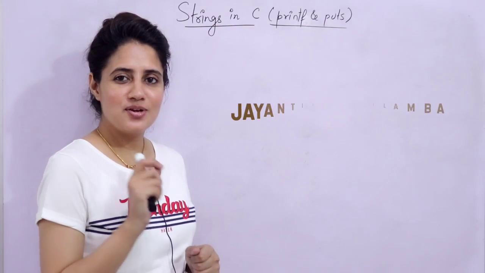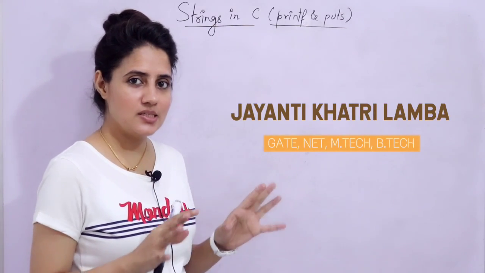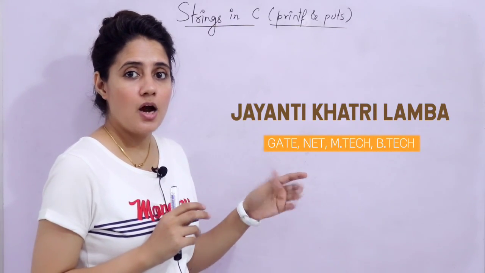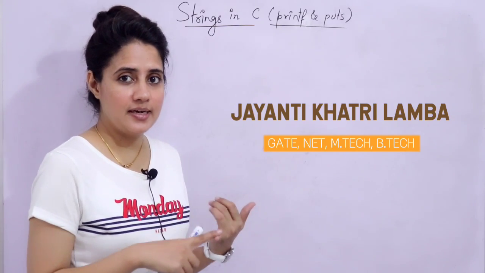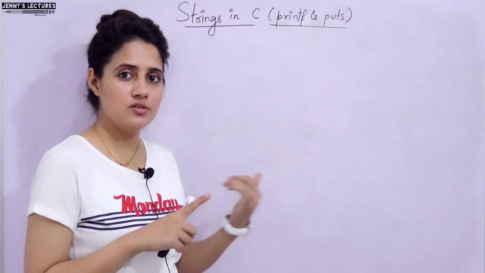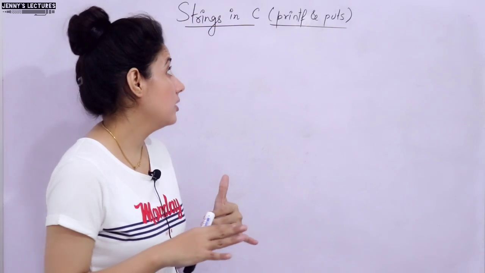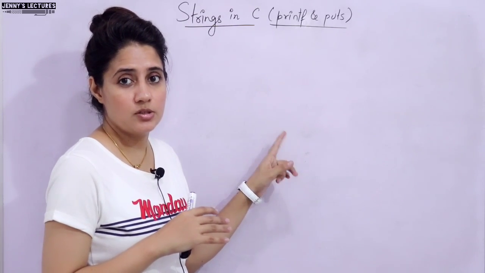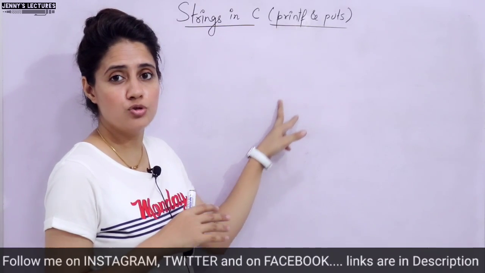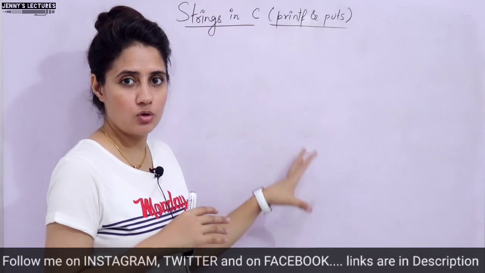So in this series of learning programming in C, we are discussing strings in C. In the previous video, we discussed how to read a string, or initialize a string at runtime using scanf and gets. We discussed the advantages and drawbacks of both scanf and gets. In this video, we will talk about the printf and puts functions. These two functions are used to print a string on the screen.